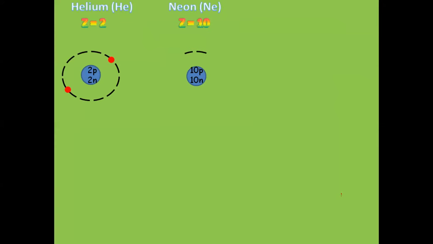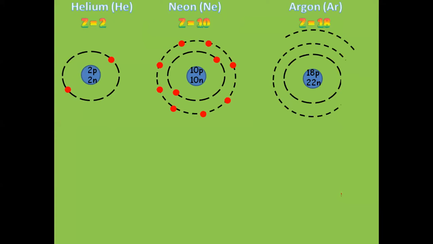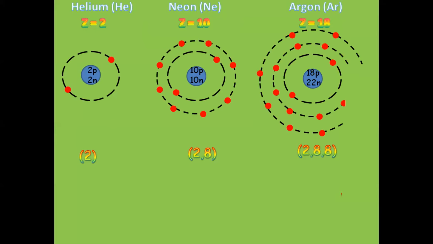Now these 3 elements: helium, which has 2 electrons. See, 2 is the duplet state. Neon has 2 electrons in the first shell and 8 in the second shell. And for argon, the first shell is 2, the second shell is 8, and the third shell is 8 again. So the electronic configuration for helium is 2, for neon it is 2, 8, and for argon it is 2, 8, 8.